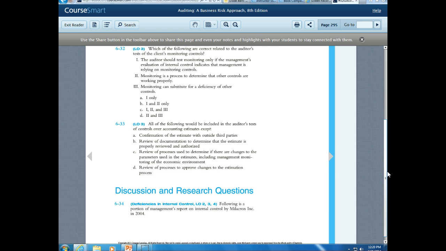Now, last, as far as the multiple choice are concerned, all of the following would be included in the auditor's tests of controls over accounting estimates except confirmation of the estimate with outside third parties. Who would we confirm the estimate with outside third parties, guys?